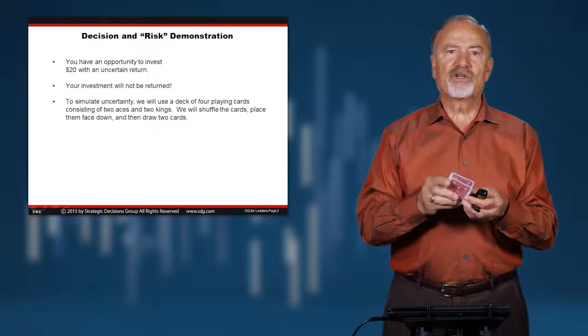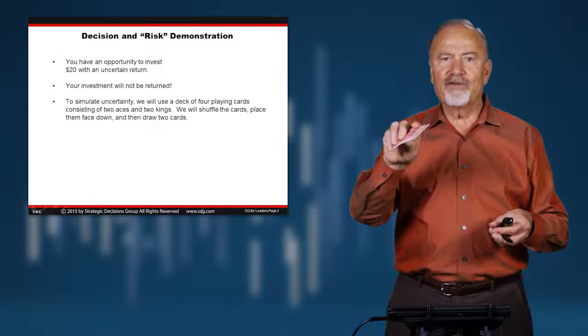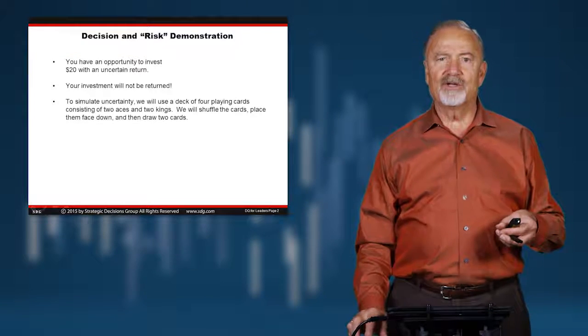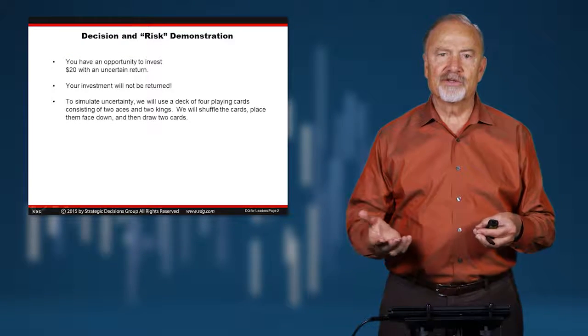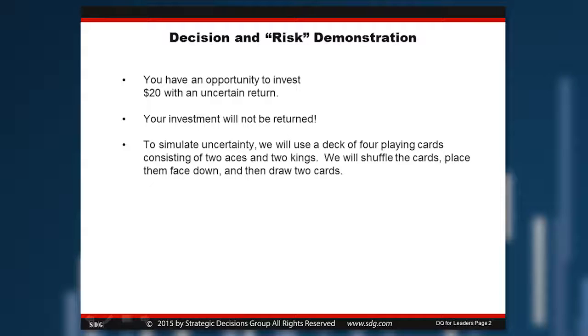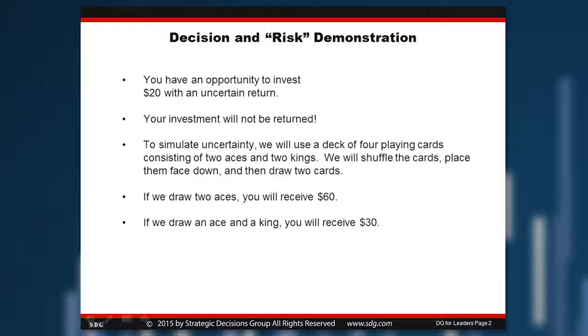And what I will do is shuffle them, and after shuffling them, we'll put them down, and someone draws 2 cards, okay? And when those 2 cards are drawn, if they are 2 aces, that's a great outcome because you'll receive $60. You invested 20, you get 60. If it ends up being an ace and a king, it's still pretty good.